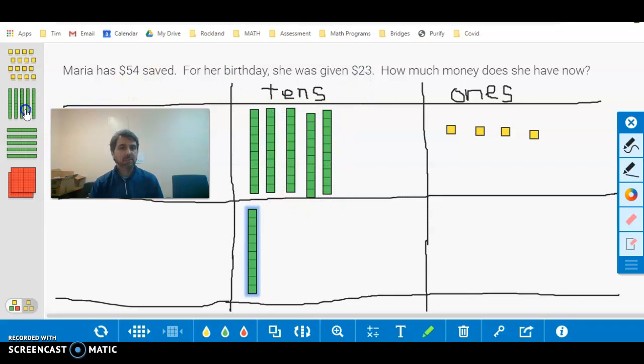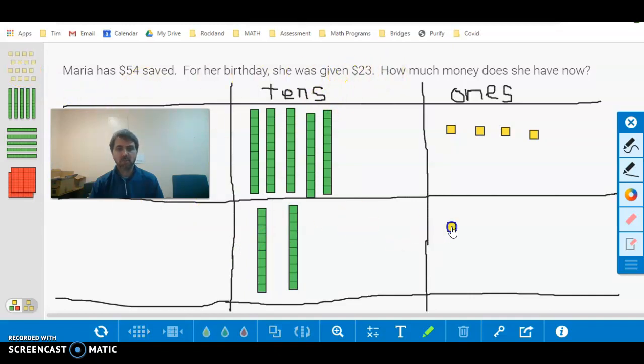Now we're representing 20, so we need two tens. Two tens make 20. And we have, how many ones? 3 ones. So we'll drag over some ones. 1, 2, and 3.